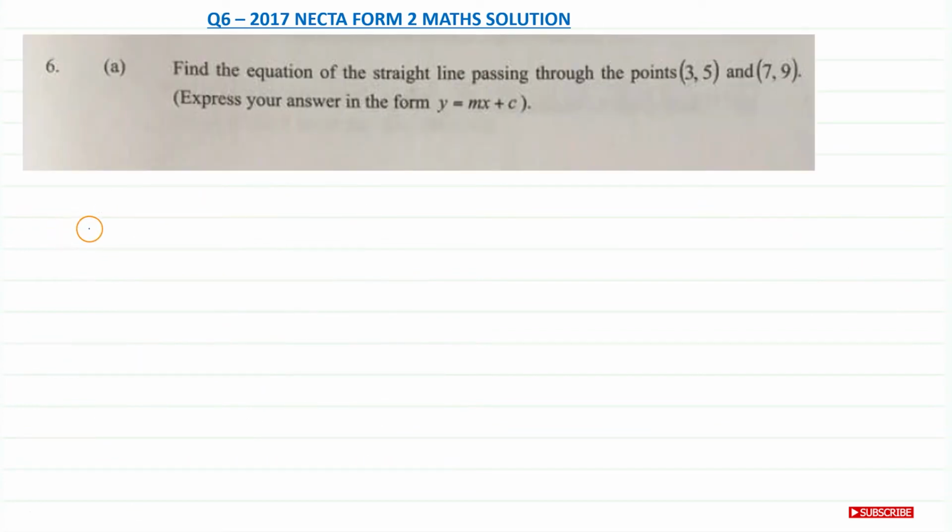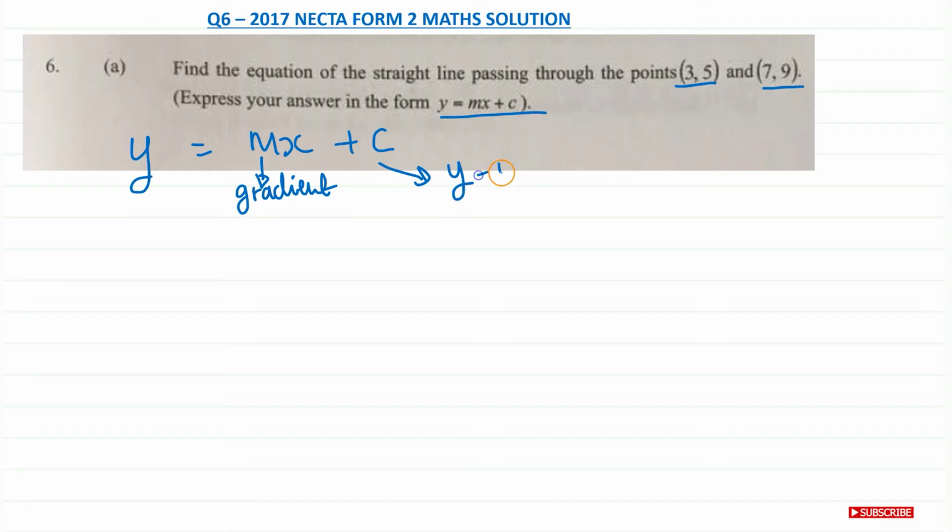And now for question 6a, we are asked to find the equation of a straight line passing through the points 3,5 and 7,9, and we need to express our answer in the form y equals mx plus c. So let's just rewrite that. So we have y equals mx plus c. M is the gradient of the line and c is the y-intercept.